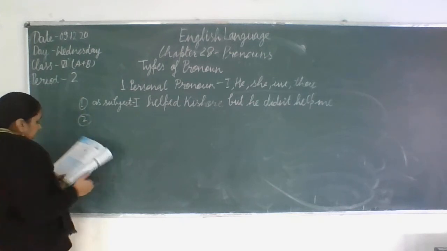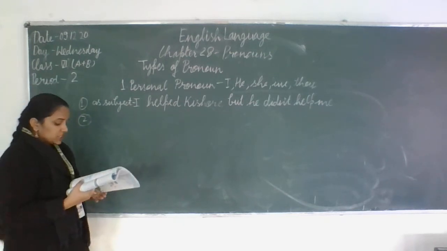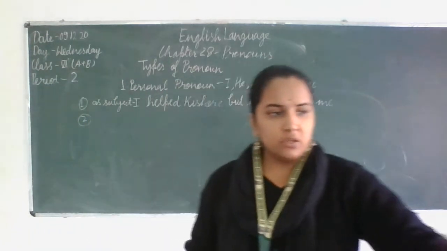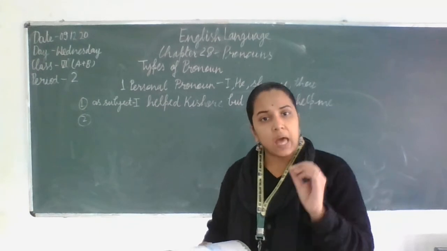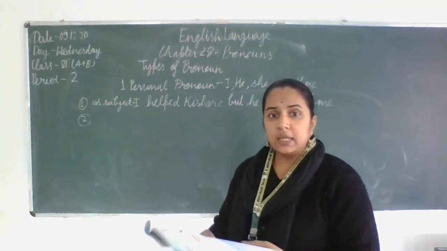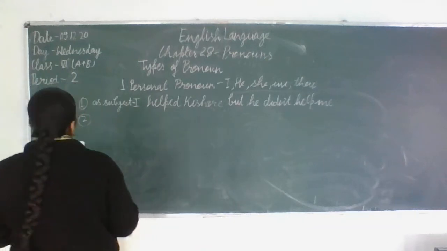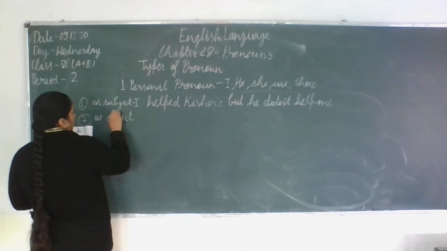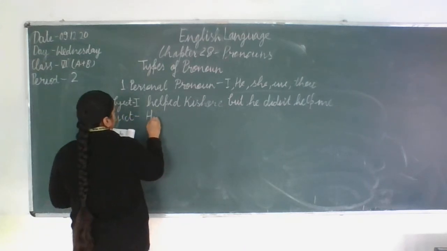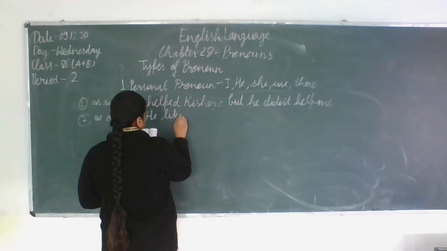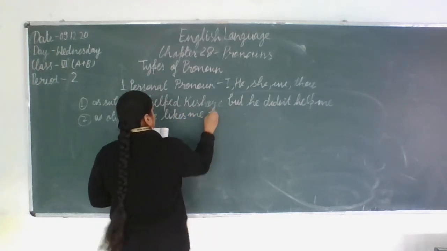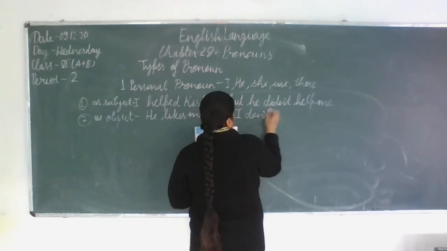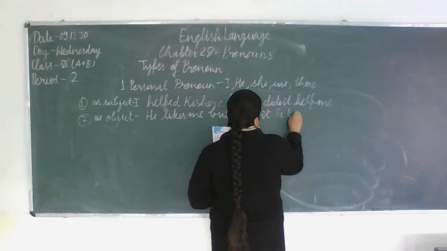Now, how else can we use it? We use object pronouns as objects after verbs. We can use object pronouns as objects after the verbs. For example, how can we use it as the object? He likes me, but I don't like him.